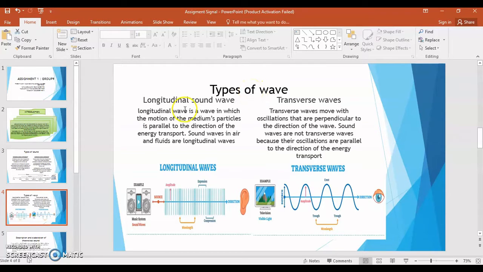There are two types of wave: the longitudinal sound wave and the transverse wave. A longitudinal wave is a wave in which the motion of the medium particles is parallel to the direction of the energy transport. Sound waves in air and fluid are longitudinal waves. Transverse waves move with oscillations that are perpendicular to the direction of the wave. Some waves are not transverse waves because their oscillations are parallel to the direction of the energy transport. This is an example of the longitudinal wave and the transverse wave.